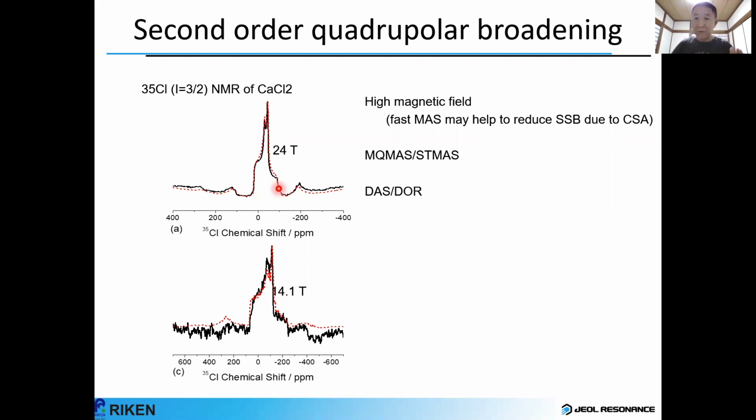At a high magnetic field, sometimes we see large spinning sidebands coming from chemical shift anisotropy. Chemical shift anisotropy is proportional to the magnetic field, so at high field this may distribute signal intensity into the spinning sidebands. In that case, fast MAS may help. But in most cases, the line shape doesn't change with fast MAS. In order to remove this broadening, you can use the MQMAS experiment or the STMAS experiment or some special equipment to get rid of second order quadrupolar broadening.